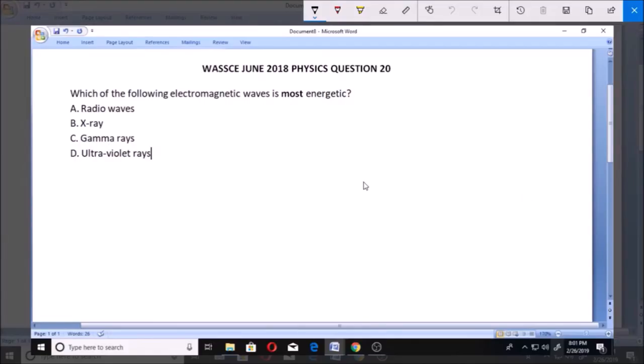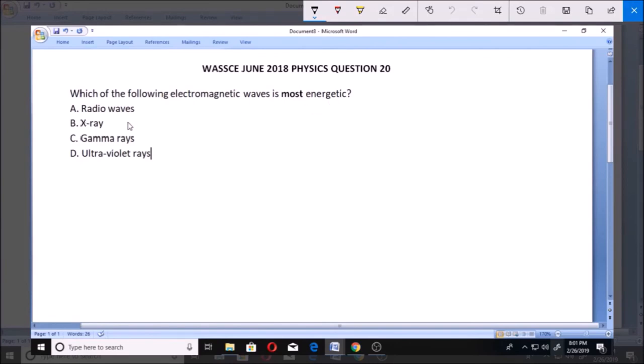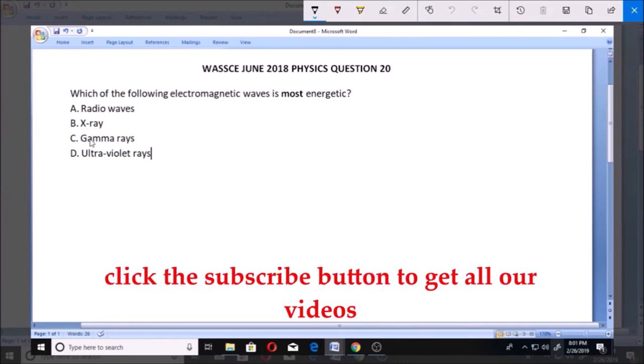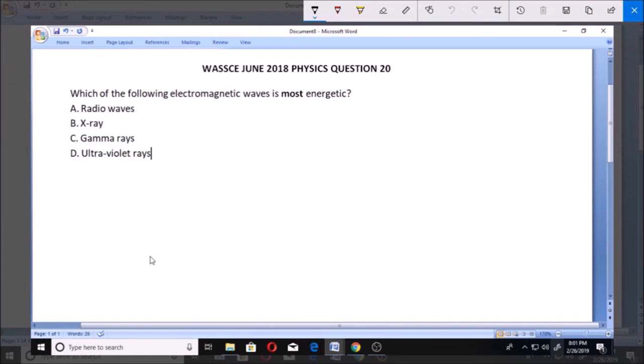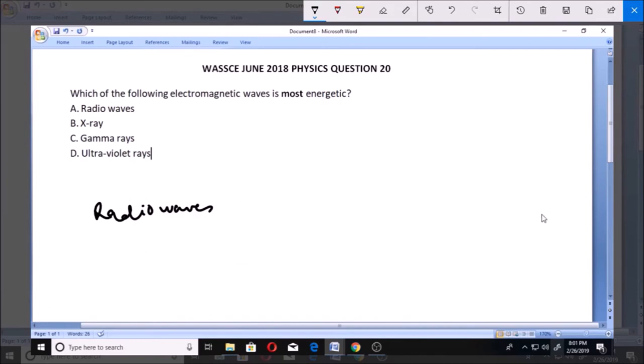Yes, let's look at this question number 20 for WAEC Physics 2018. Which of the following electromagnetic waves is most energetic? A, radio waves, B, X-ray, C, gamma rays, D, ultraviolet rays. Now, if you look at the scale for frequency or any other thing, you're going to find out that on one side you have the radio waves, and on the other extreme you have the gamma rays.